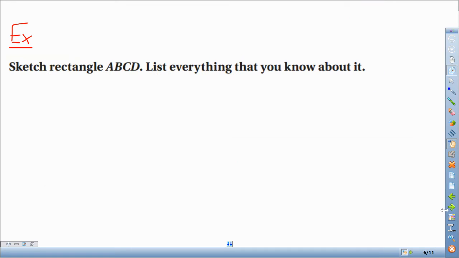All right, so last thing we're going to do here is we're going to sketch a rectangle and we're going to list everything we know about it. Get those directions real quick. We'll do this together.